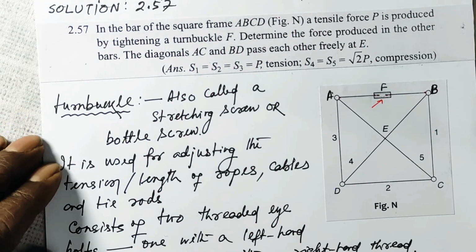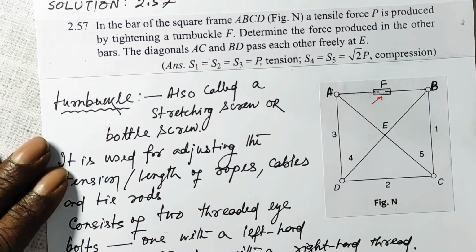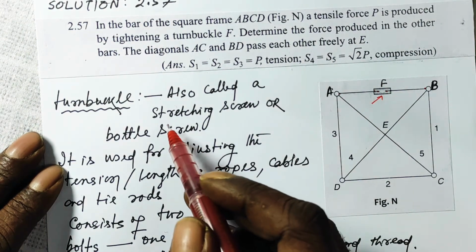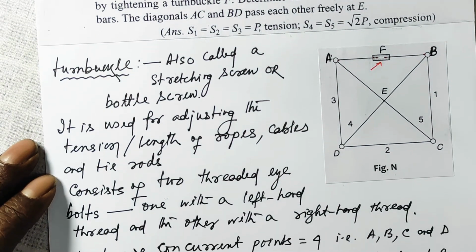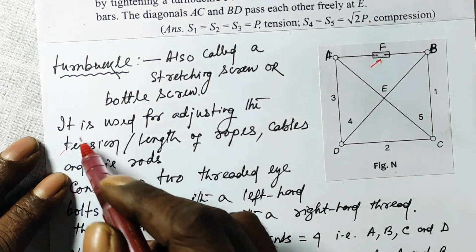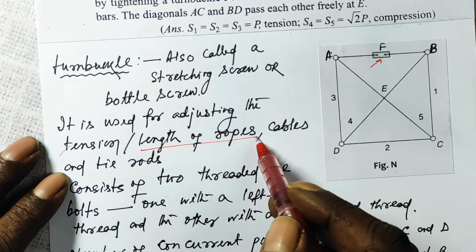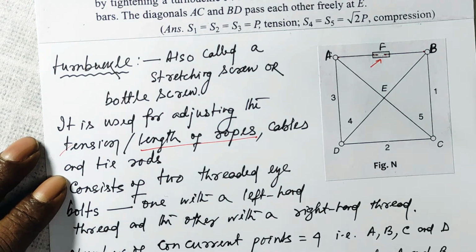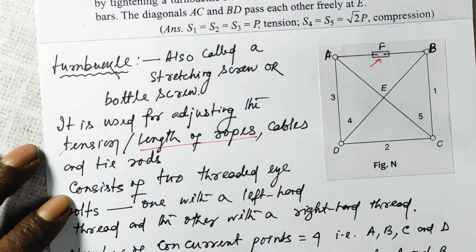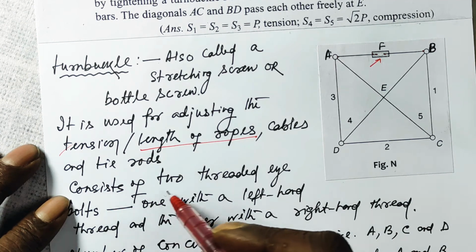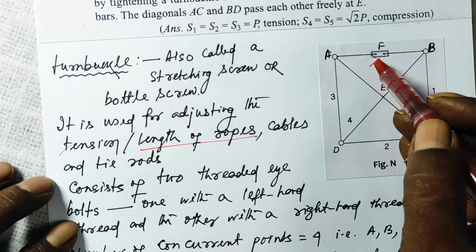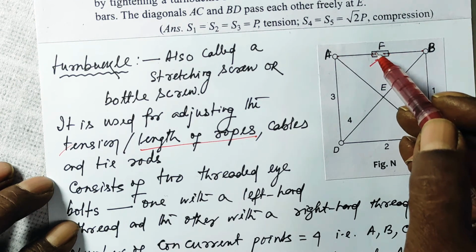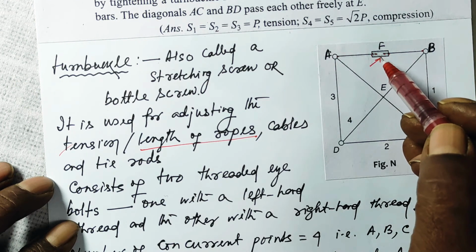So what is a turnbuckle? It is also called a stretching screw or a bottle screw. It is used for adjusting the tension or the length of ropes, cables and tie rods. It consists of two threaded eye bolts, and there is a thread here, there is a thread here, and there is a bolt connection.